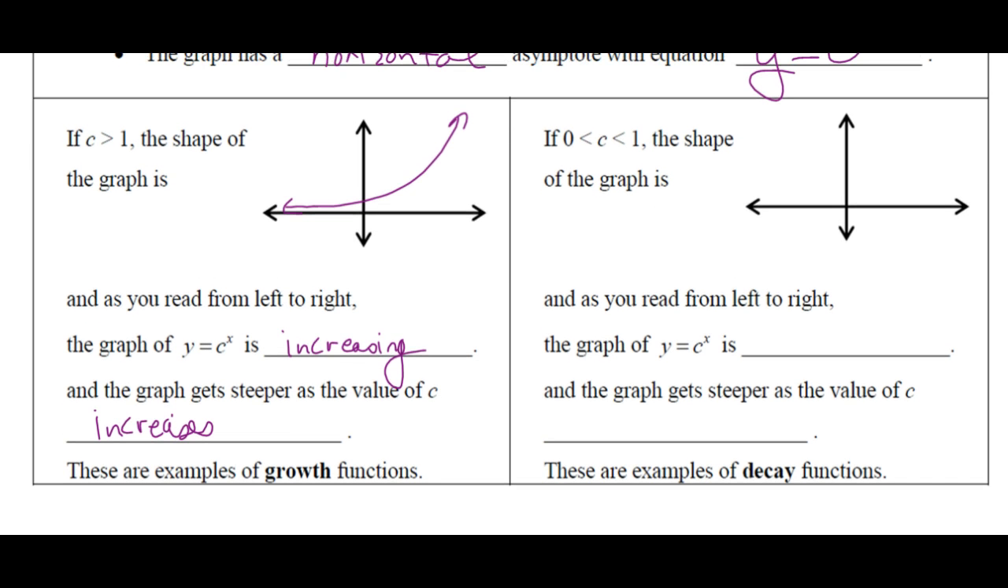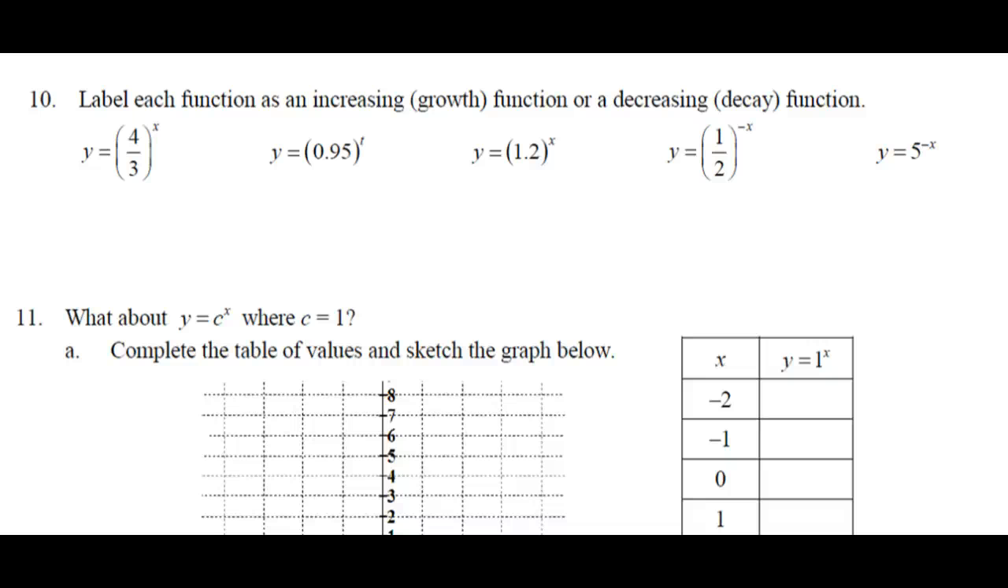If c is between 0 and 1, what's the shape of the graph? Well, it starts high and goes low. And as you read from left to right, the graph is decreasing. And the graph gets steeper as the value of c decreases. Okay, so the smaller the c, the steeper the graph. Remember, when we're talking about smaller c's, we're talking about closer to 0, right? These are examples of decay functions, right? So the thing is dropping in value. The y values are decreasing or decaying. You get that with something like radioactive decay.